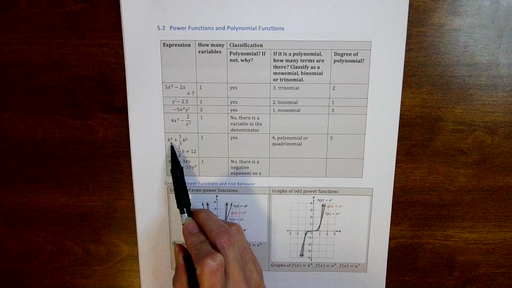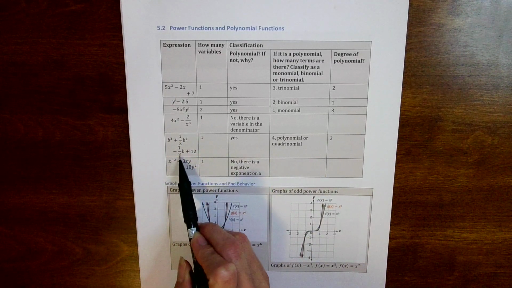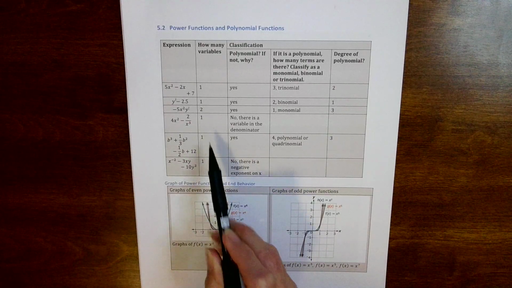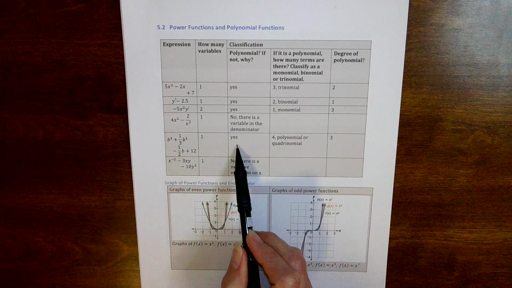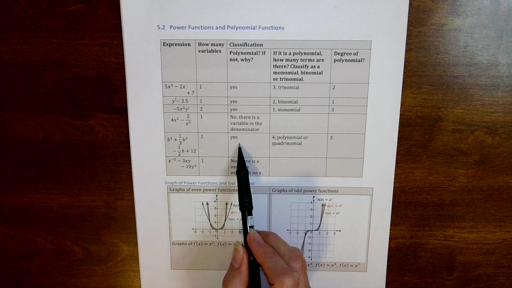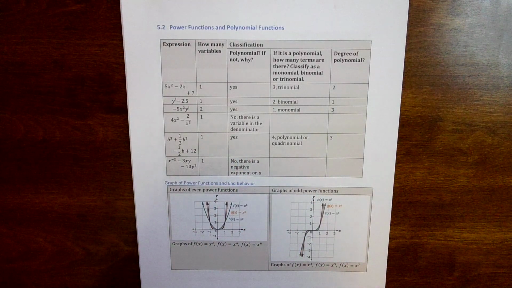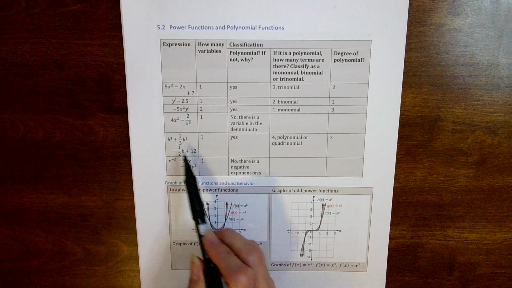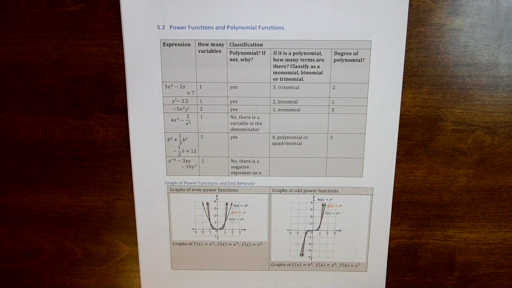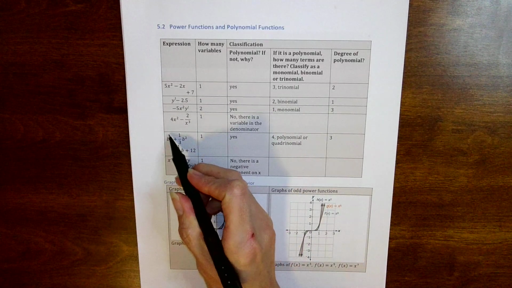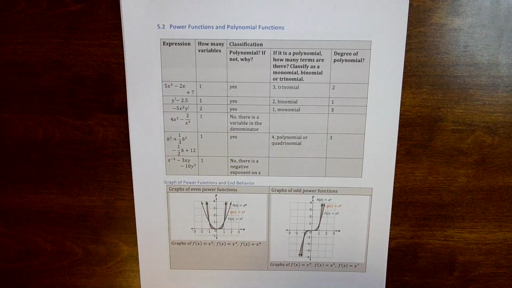This is b cubed plus 1/3 b squared minus 1/2 b plus 12. How many variables? 1. Is it a polynomial? Yes, because there are fractions, but the fractions don't have variables in them. How many terms are there? 1, 2, 3, 4. We normally just call anything more than 3 a polynomial, but this calls it a quadrinomial. And what's the degree of this polynomial? 3 is the highest power.